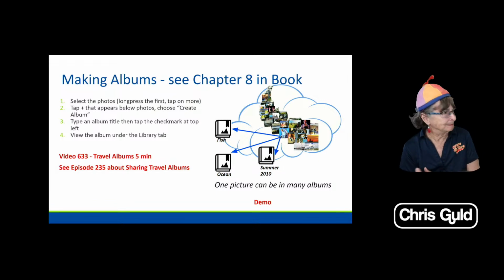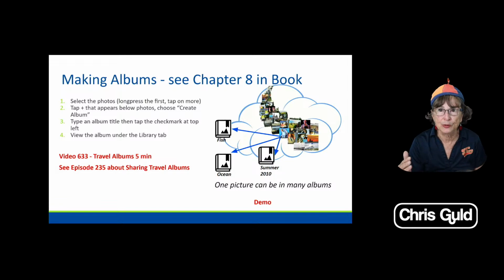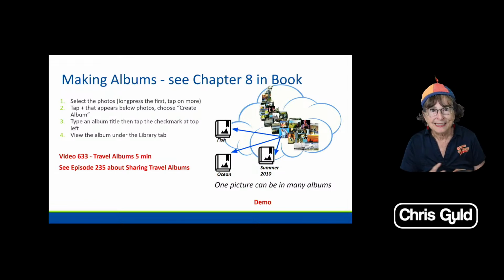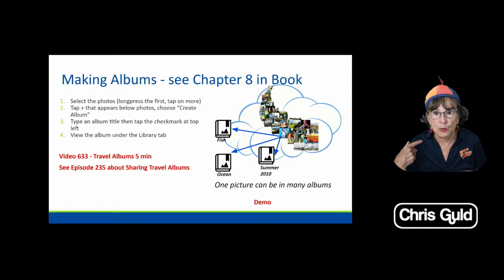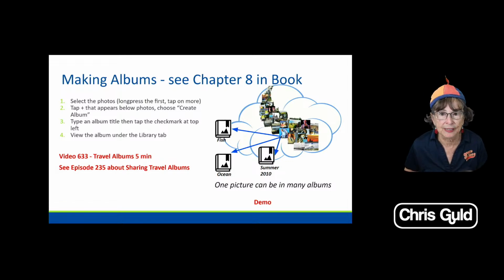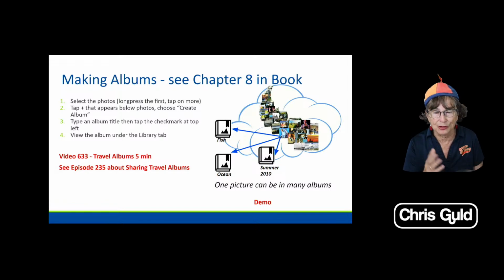So, making albums. Once again, it's chapter 8 in the book. You need to select photos. There are 2 ways. You can either create a blank album and then add photos to it, or I think the best way is to select a group of photos and then say make an album with it. You tap the plus that appears below the photos, choose Create Album, type a title, and then you're done. You can see that album under the Library tab. And we have a little video here. It's specifically about travel albums, but you can make any kind of album you want using these instructions.